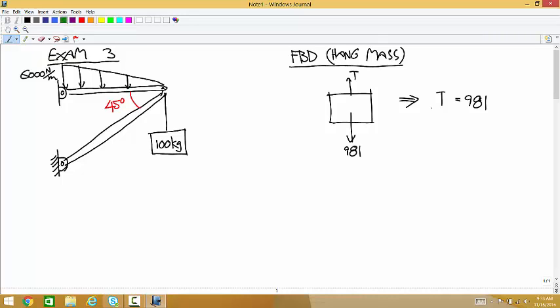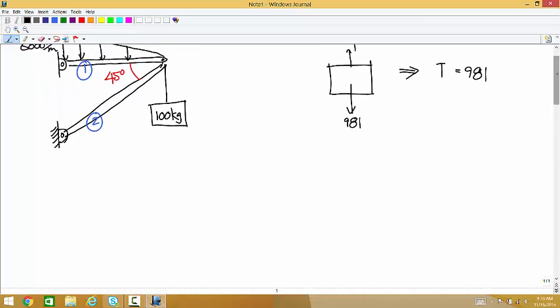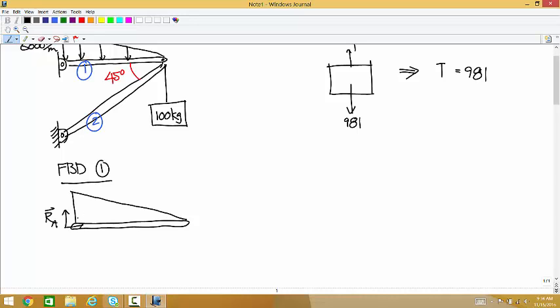So now that we have that cable tension, we have to choose a numbering for these members. I guess I'll do it 1, 2. So a free body diagram of member 1. We have reaction force here. I'll call that RA. That's a pin joint, so there's no couple there. We have the distributed load. I'll just leave it like that for now.